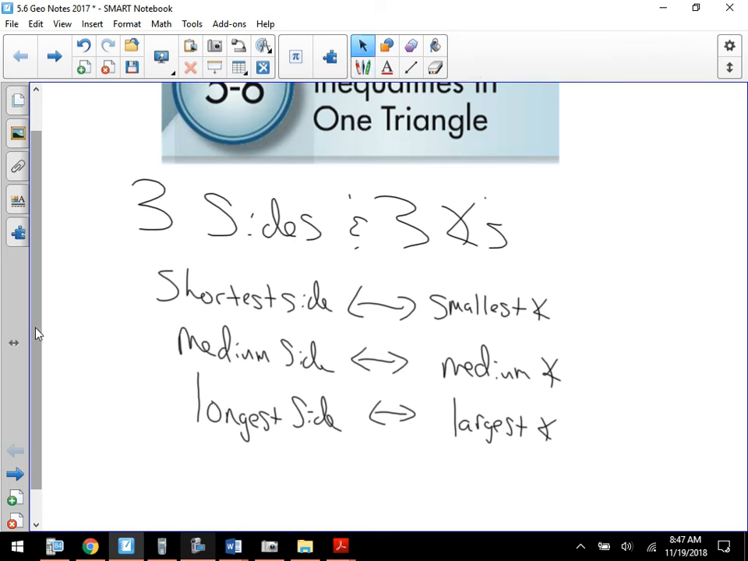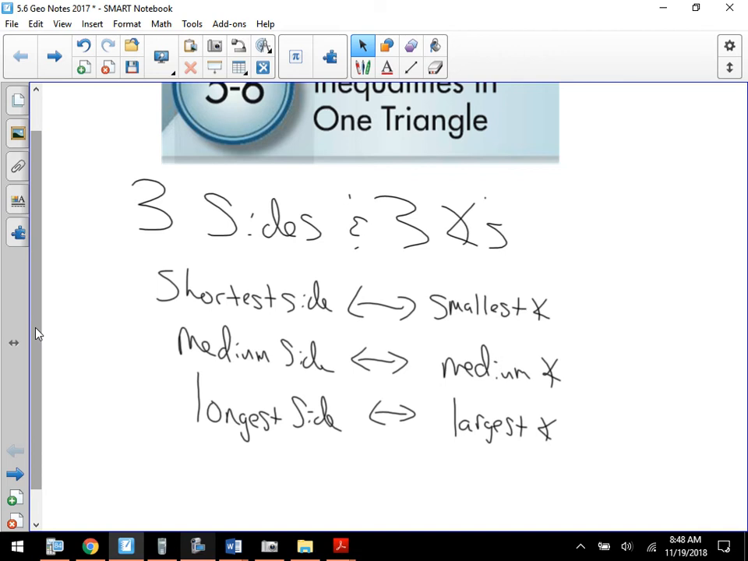I use double arrows because it goes both ways. The smallest angle is across from the shortest side. The medium angle is across from the medium side. And then lastly, the largest angle has to be across from the longest side. I know that was a lot, but I'm sure you guys can do it.